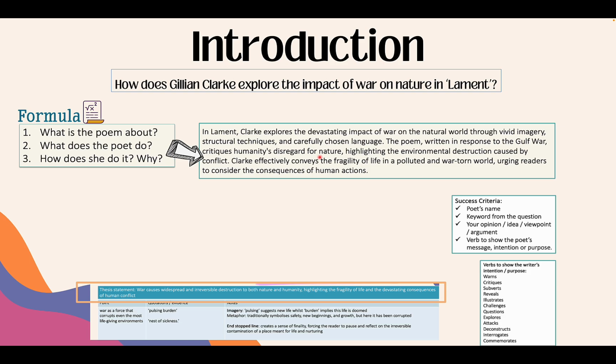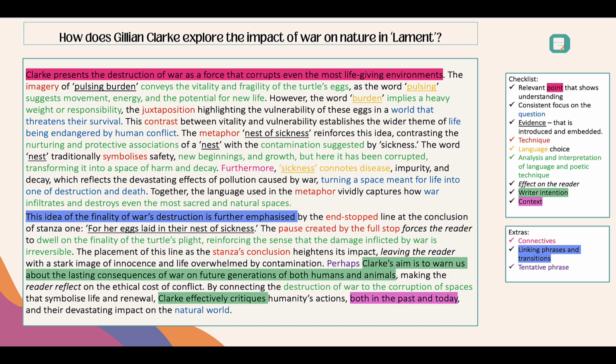So this is what the poem is about. Clarke effectively conveys, this is what the poet's doing. She effectively conveys the fragility of life in a polluted and war-torn world, urging readers to consider the consequences of human actions. So here we have quite a nice introduction. It's short, it's concise, but it really delivers everything that it needs to. Prepares the examiner for what they're about to read in the rest of your essay. And you'll notice that it is built around my thesis statement. A lot of the language here, a lot of the words, vocabulary from the thesis statement do appear here in the introduction. Okay, so let's have a look at the first point. Okay, so this is the first point. As you can already see, this is 2 paragraphs.